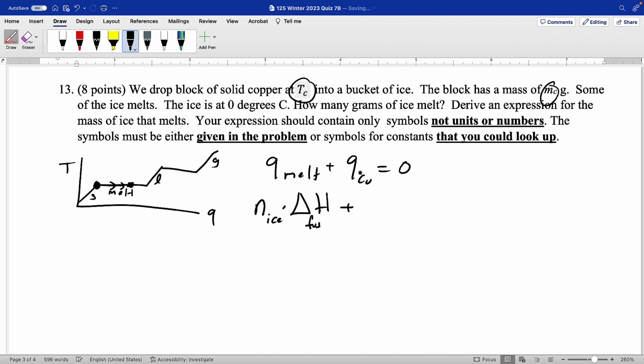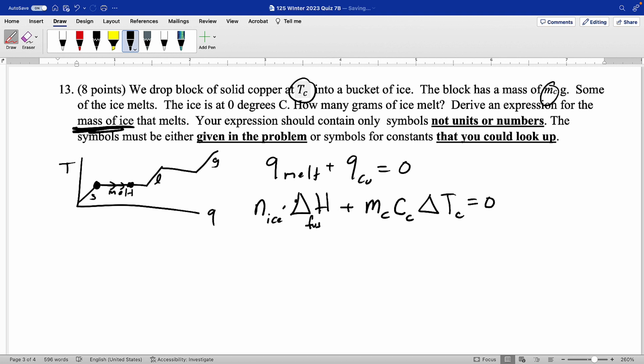And then we've got the copper, and all we're doing is cooling the copper down. So that's going to be the mass of the copper, the heat capacity of the copper, and delta T for the copper. That's all equal to 0. So this hasn't gotten to the mass of ice that melts, right? It's not moles of ice we want, it's mass, but we're getting closer. Okay, so if we got the moles of ice, we could get a little closer to our answer. So we want to solve for moles of ice.